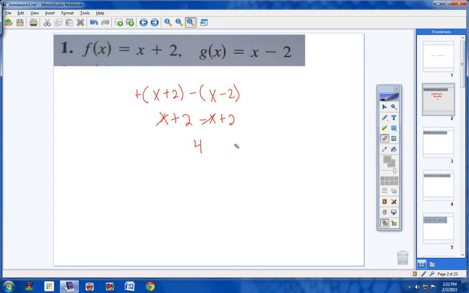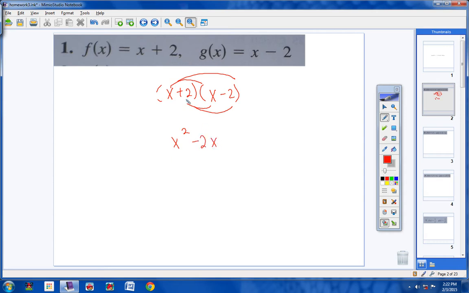Next we're going to multiply these two functions. Okay, we're going to take this x right here and multiply it through, and then take this 2 and multiply it through. X times x is x squared. X times negative 2 is negative 2x. 2 times x is 2x. 2 times negative 2 is negative 4. Your middle terms here cancel out. Positive 2x, negative 2x, and you're left over with x squared minus 4.